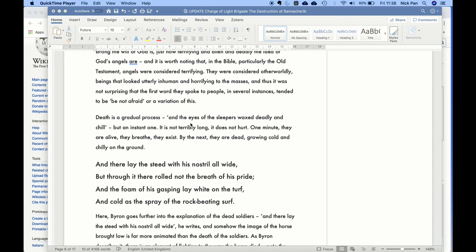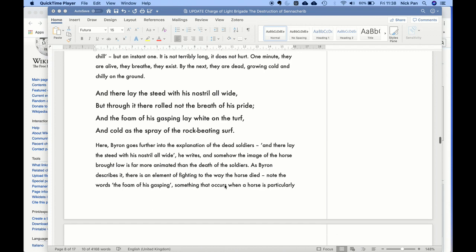Death is a gradual process, and the eyes of the sleepers wax steadily and chill, but an instant one. So it's not terribly long. It's just sort of a coldness that waxes over someone. So it sort of spreads. "Wax" is an interesting kind of verb choice, I think. One minute they are alive, they breathe, they exist. By the next they are dead, growing cold and chilly on the ground.